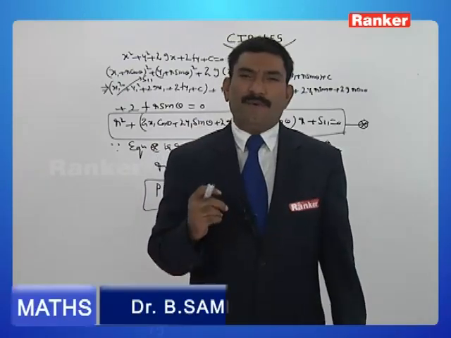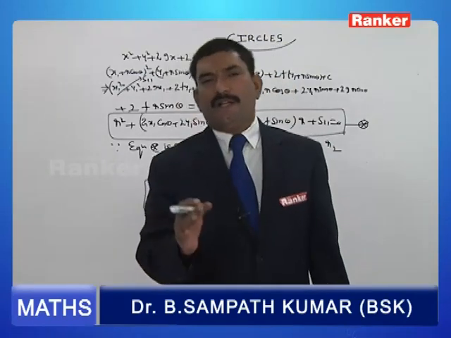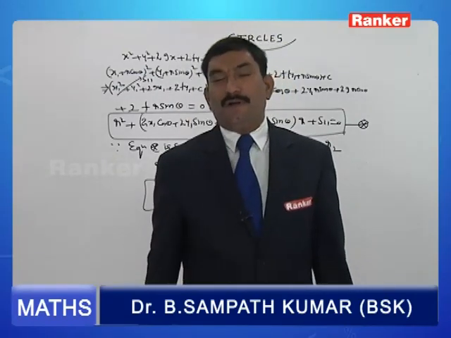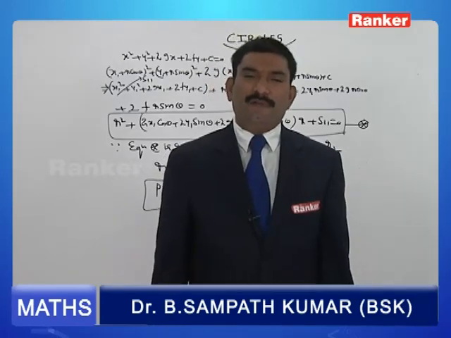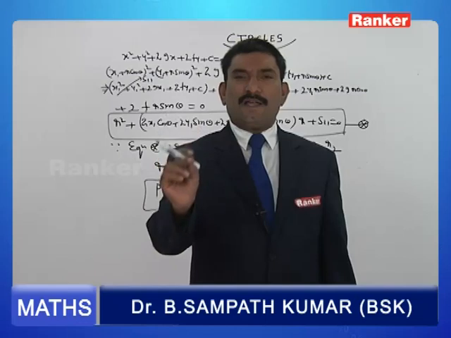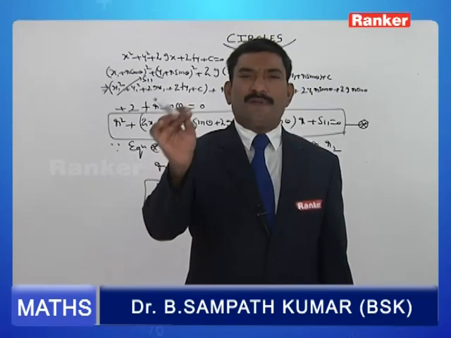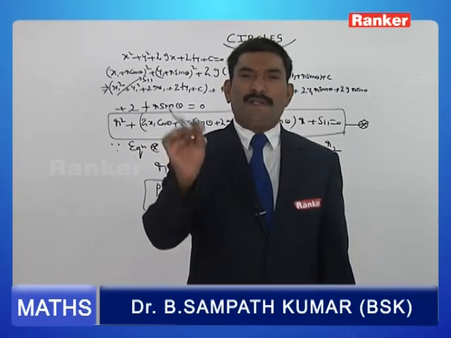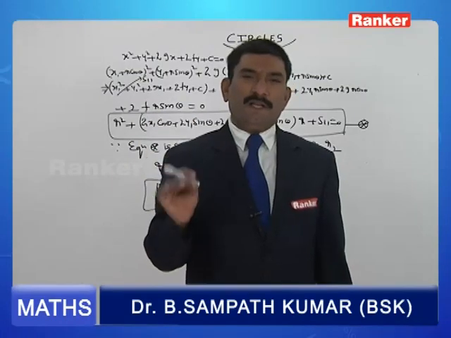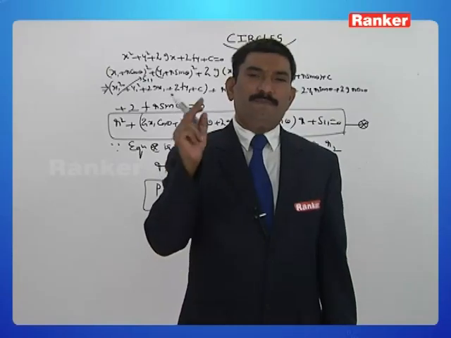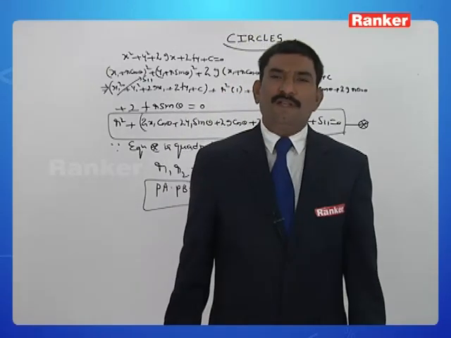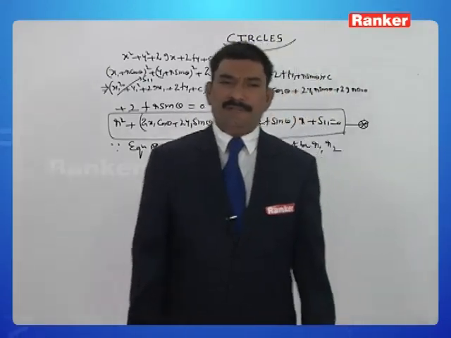The power of a point can also be defined as the product of the algebraic distances. Therefore, hereafter, if the secant line through the point P of x1 comma y1 meets a circle in A and B, then the power of the point P with respect to the circle is defined as PA into PB is equal to S11.